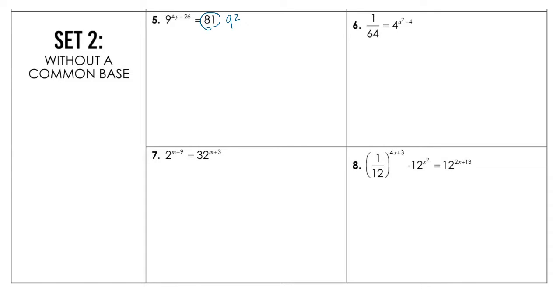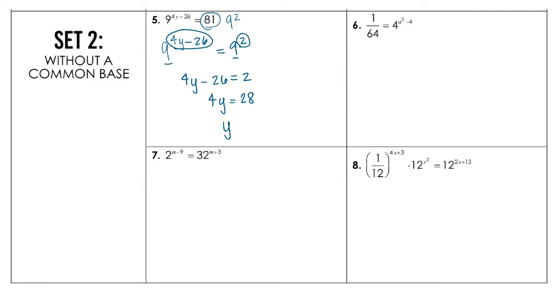So for number 5, if we did rewrite that other side, we would have a common base. So we have 4y minus 26 equals 9 squared. So now we're back to having that common base, and so we will be setting these exponents equal to each other and solving. So 4y minus 26 equals 2. I'll add 26 to the other side.